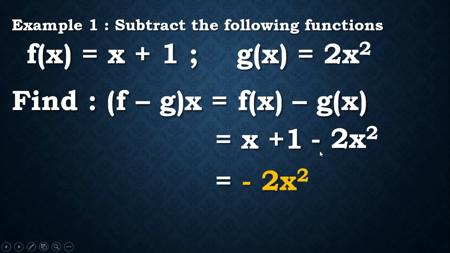We have to write negative 2x squared as the highest exponent in these three terms, and then plus x plus 1. We have the answer for example number 1, since we do not have like terms: negative 2x squared plus x plus 1.